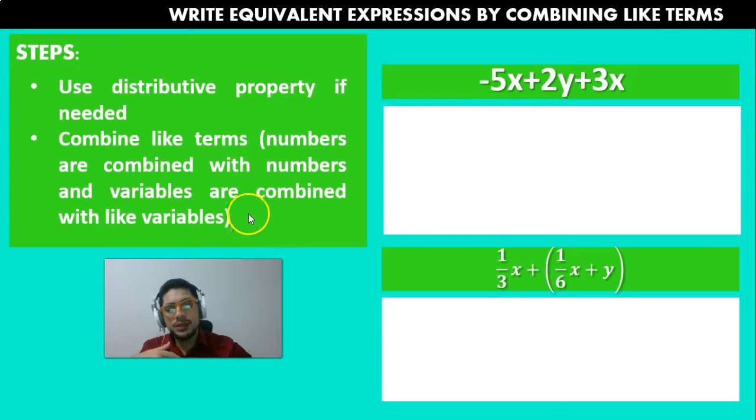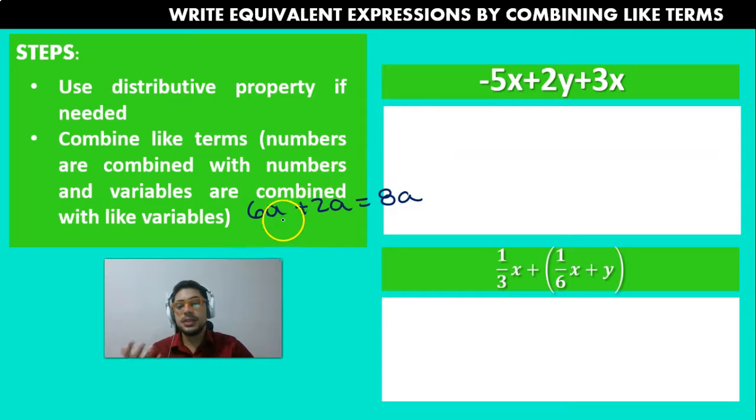What does this mean? This basically means that if you have 6a plus 2a, you're going to add the two numbers. So 6 and 2 is going to be 8. And then you're going to put the same letter, a, right? So again, if you have 6a plus 2a, that is going to be 8a, because you have the same letter.